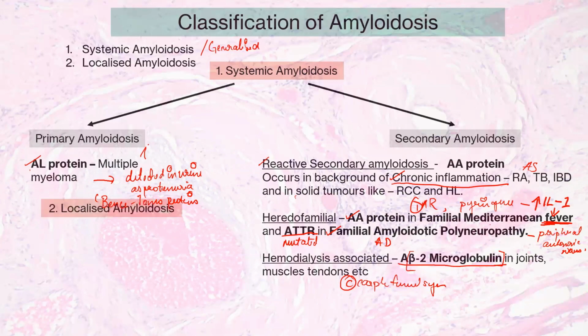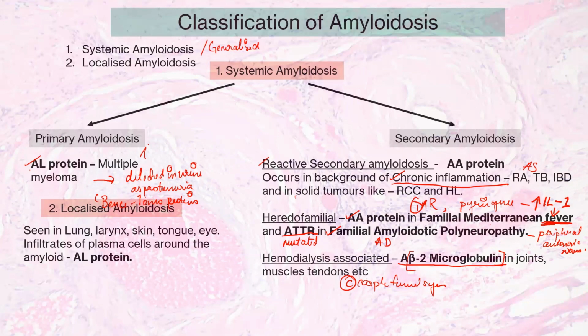The next is localized amyloidosis, which you can see in skin, lung, larynx, tongue, and eye. This can be diffuse and nodular, and these usually have AL protein. Microscopically, in these localized amyloidosis cases, we can see infiltrates of plasma cells around it. If plasma cells are around, they're releasing immunoglobulin, that is AL protein, amyloid light chain protein.